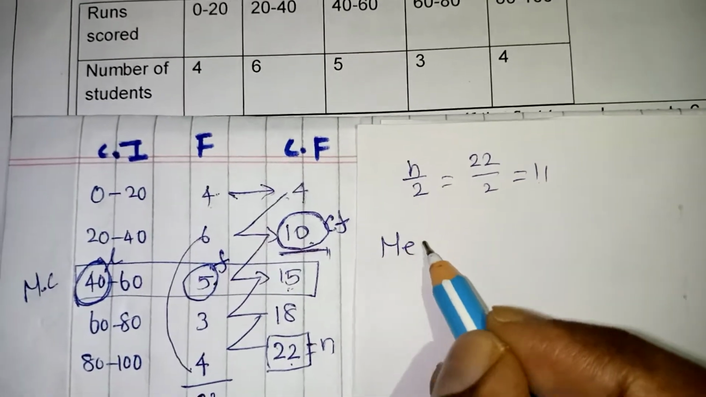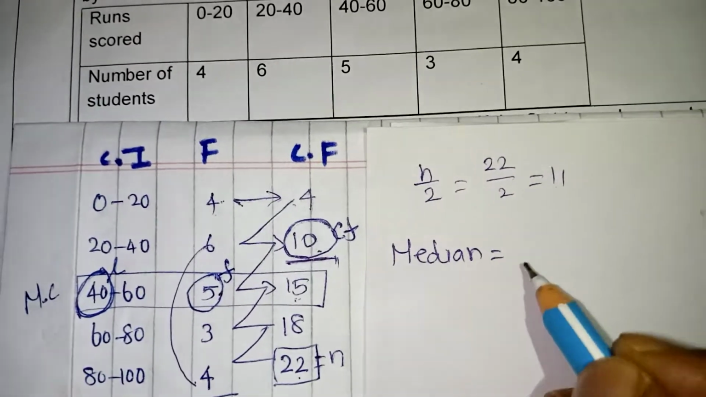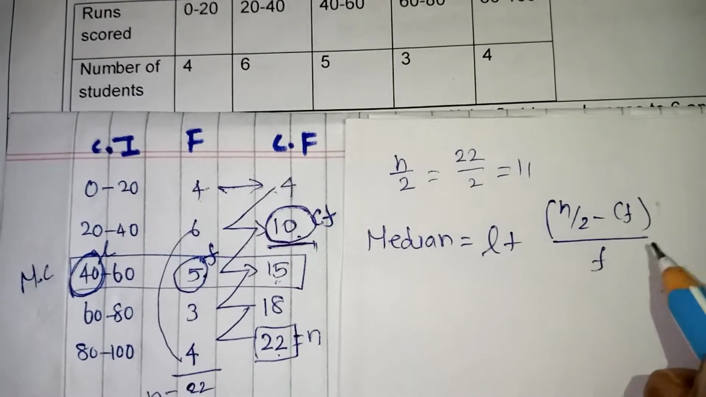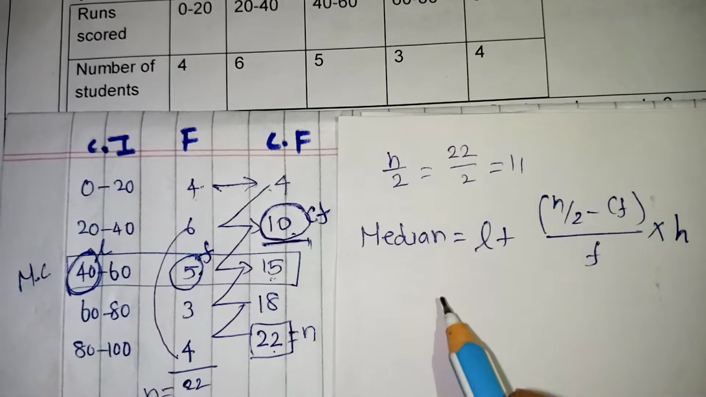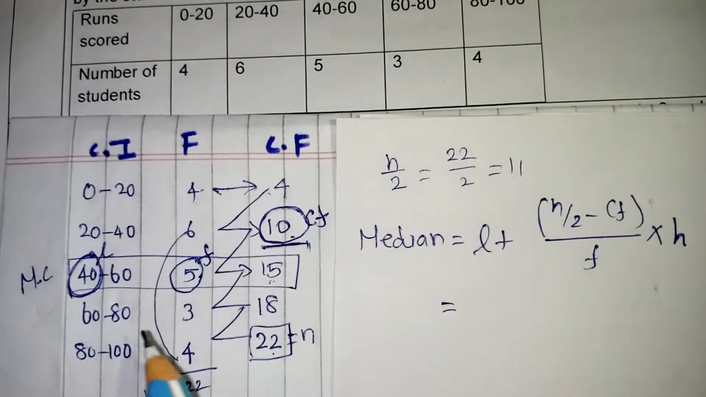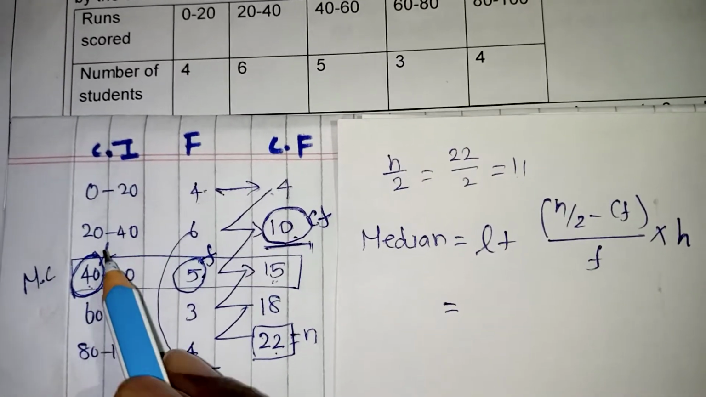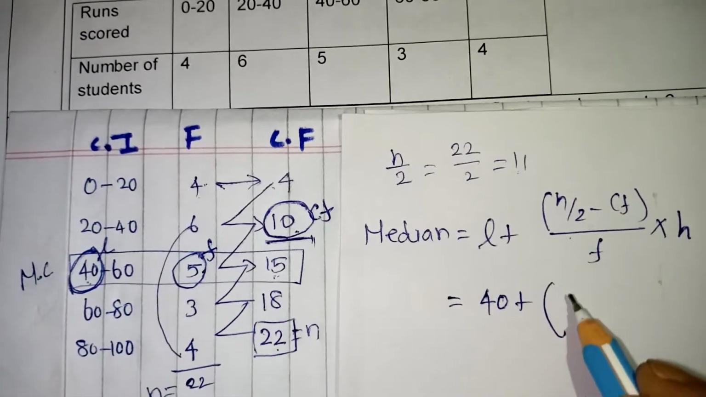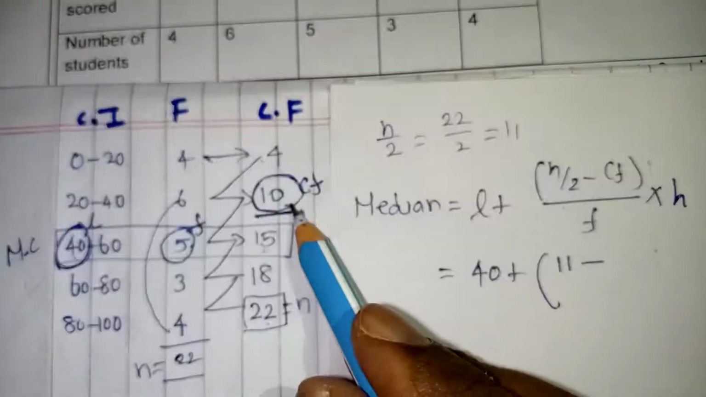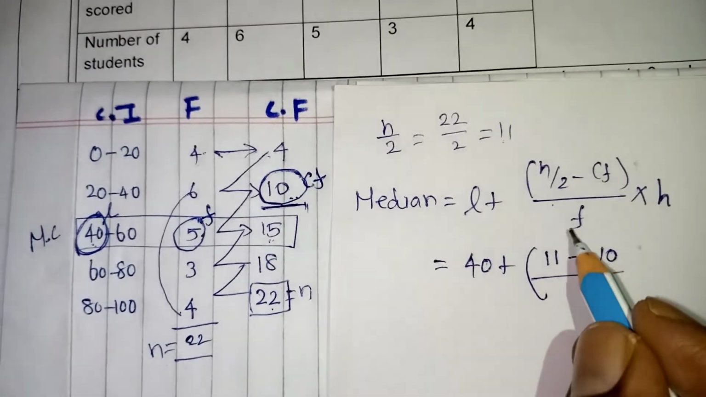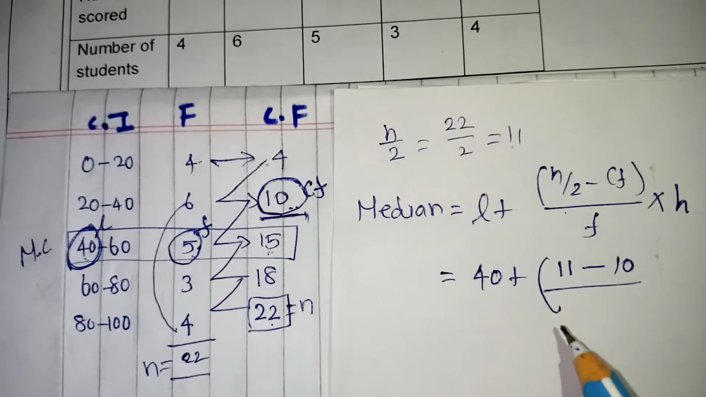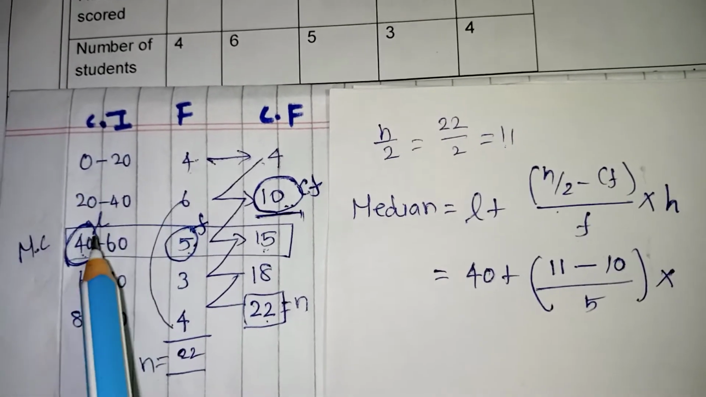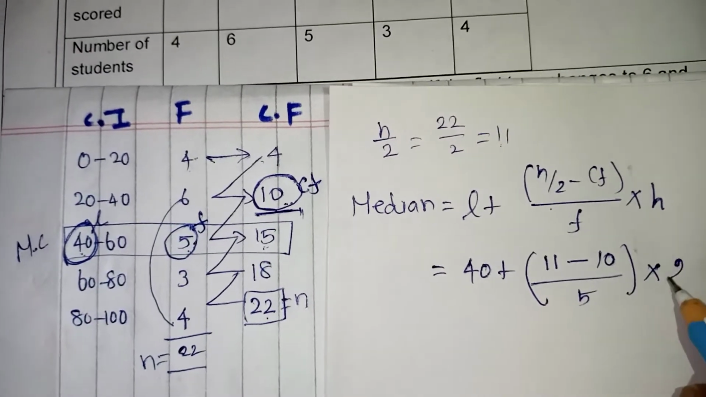Now we write the median formula. Median is equal to L plus n by 2 minus CF, by f, into h. This is your median formula. So let's apply it from the table. L value is 40. So 40 plus n by 2, which we calculated as 11, minus CF, CF is 10, divided by f. f is here 5, multiplied by h. h is nothing but the class size. So what is the interval gap in this question? 20 is given, so take it as 20 here.